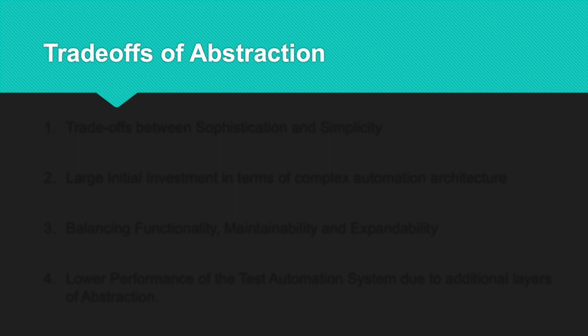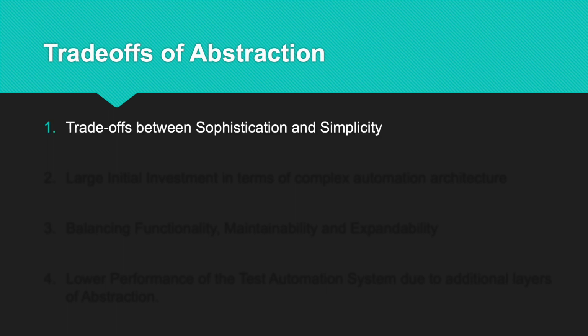Now, as we have discussed different layers where abstraction can be applied, the test automation engineer needs to be aware that there are trade-offs between sophisticated and straightforward implementations of a test automation architecture with respect to overall functionality, maintainability, and expandability. However, it is essential to recognize that the benefits of abstraction come with certain trade-offs.